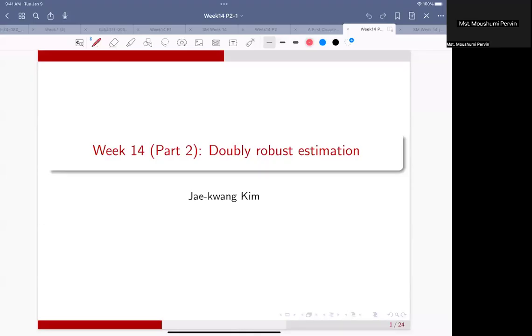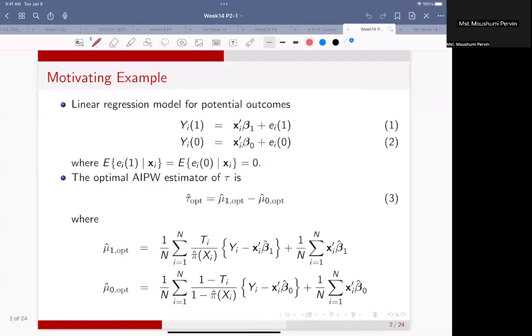So we'll continue with double robust estimation. Remember, we have a potential outcome model. This is the linear regression potential outcome model, and then the optimal AIPW estimator can be written as a kind of double robust form, right? So then we have a prediction plus a residual and weight inflation. Same thing here.